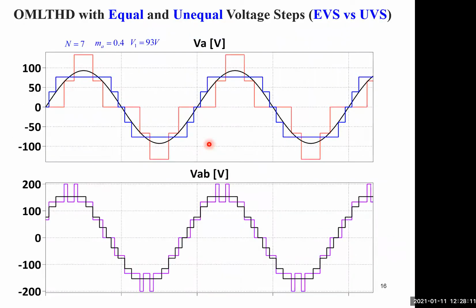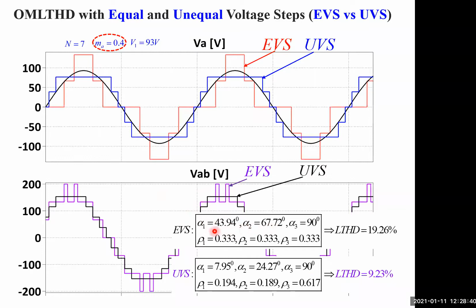Another aspect that we are quickly going to review is applying OM-THD with MLIs that have either equal or unequal voltage steps, EVS or UVS. So here the modulation depth target was set to 0.4, relatively low. This is the phase voltage for the EVS, and this is the phase voltage for the UVS, and these are the corresponding line voltages. And these are the optimum results. For EVS, we only calculate the switching angles. This one is constant. And we obtain a THD of 19.2% because this is a very low modulation index.